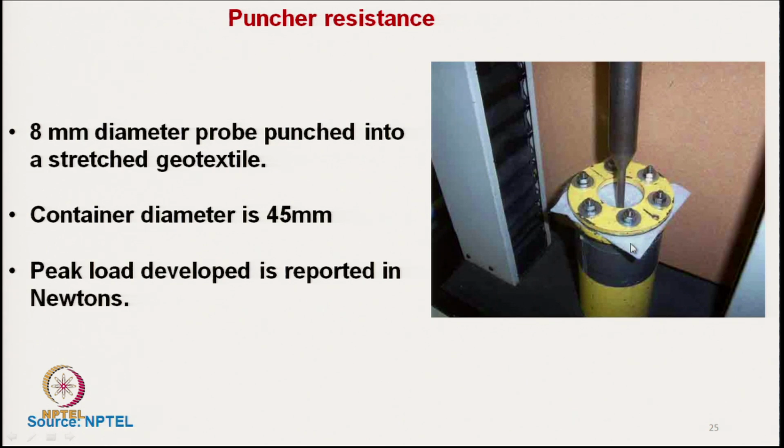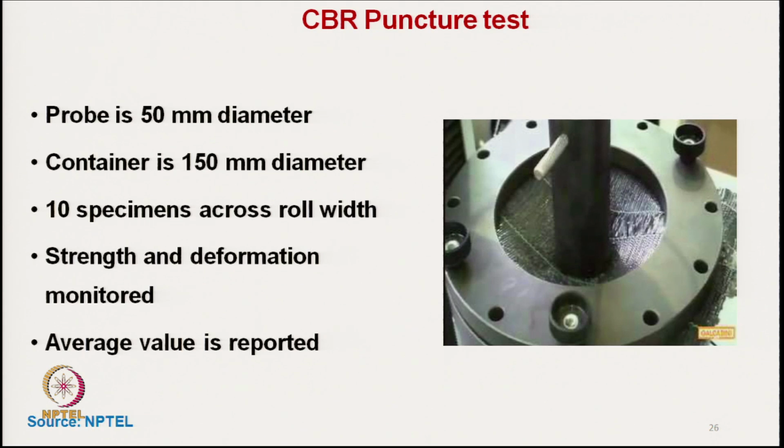Here this is the geotextile material, and just at the time of punching, the peak load is measured and expressed in terms of Newton, and this puncher moves at a certain specified speed. Next, punching test is done by CBR puncture test.